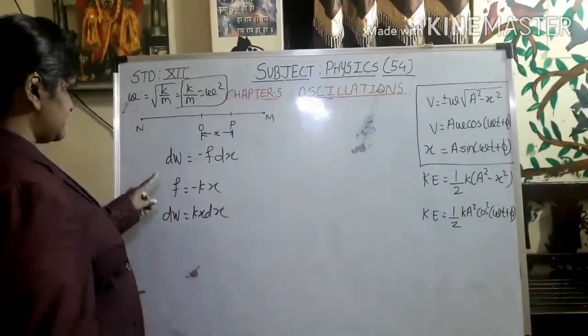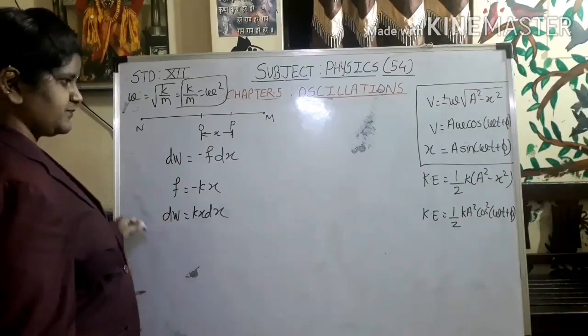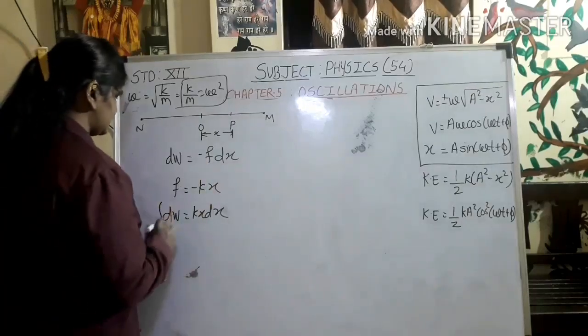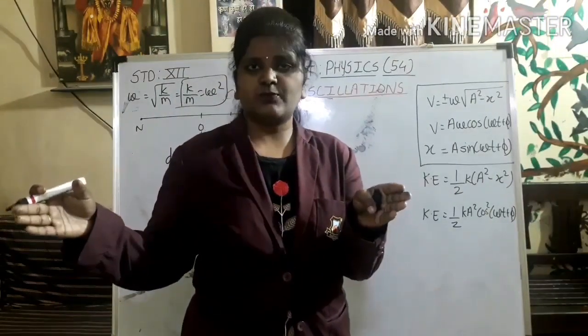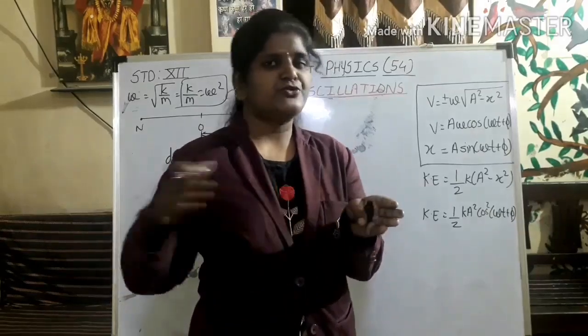Now what to do? As I told you, I have to take the limits, and I have to take the integration also. So I will take the integration. From what point is it moving and what is the last destination of that point? It is moving from 0 to x.